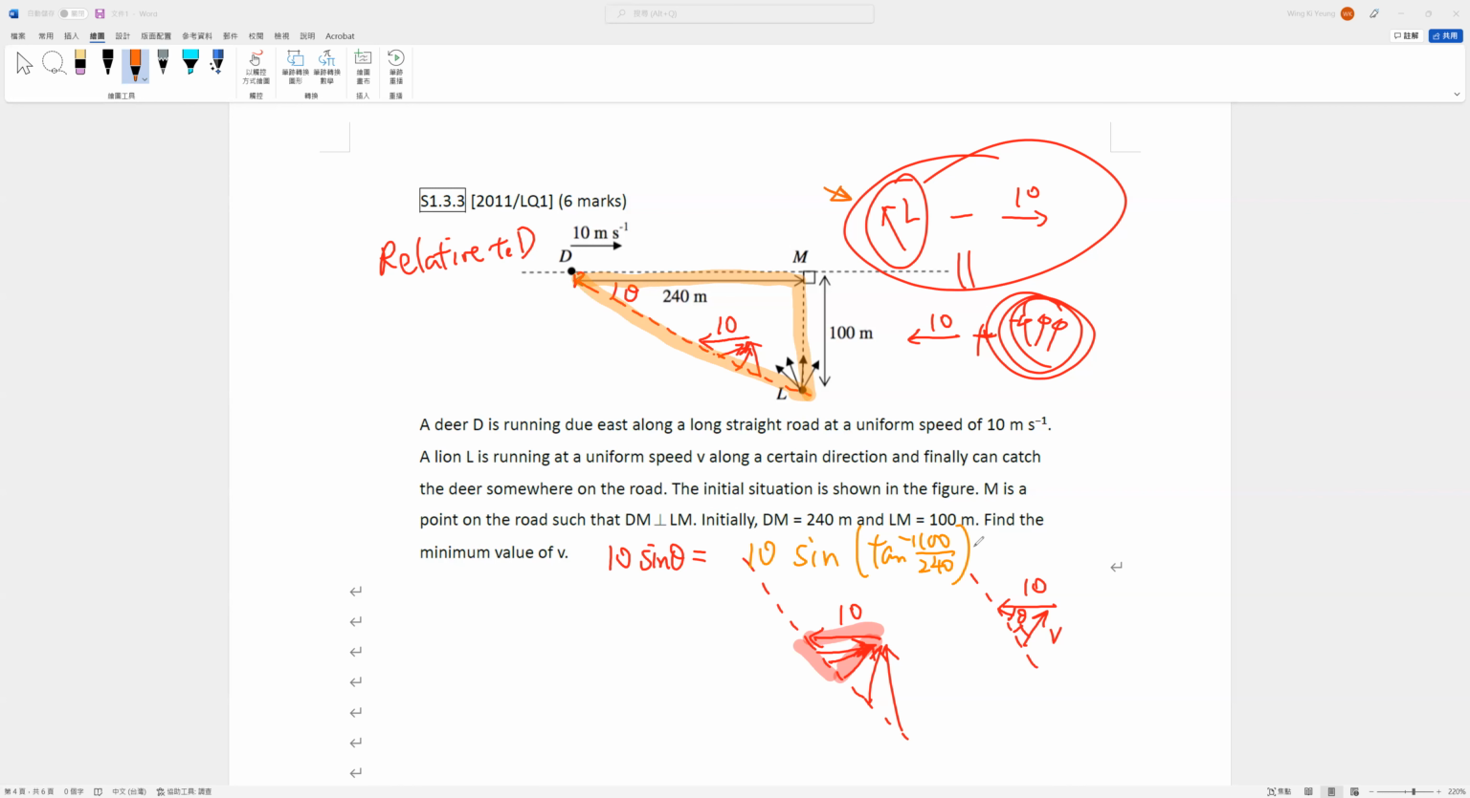is it 3.8? 3.8 meters per second. So that is the answer. Any questions here? Maybe you may tell me at which point you find this difficult, or in which part of the solution I told you you find that it's difficult?